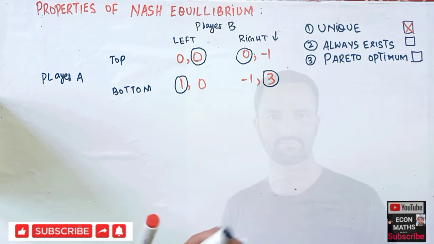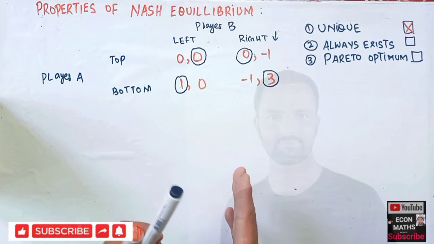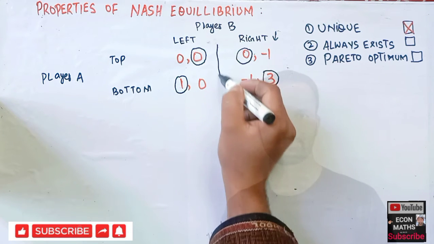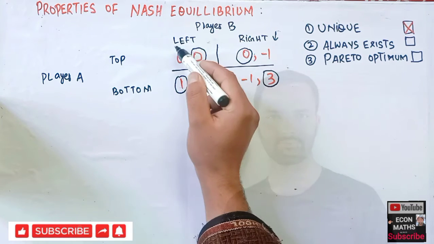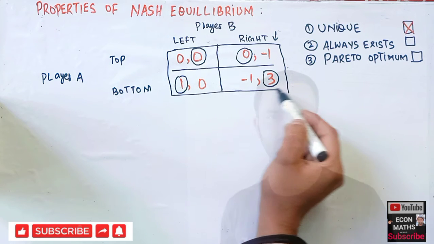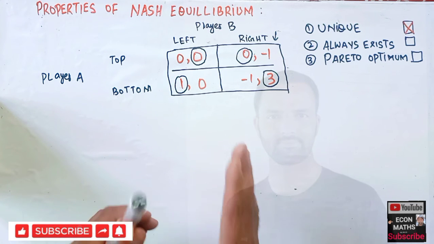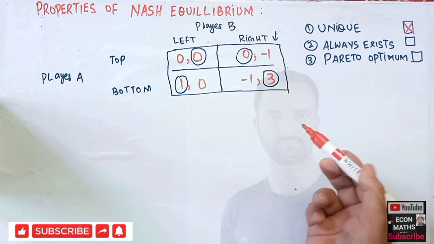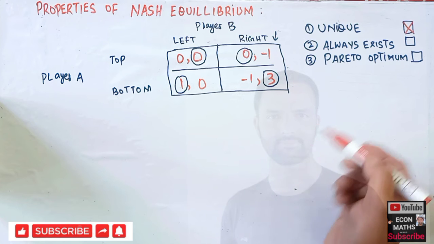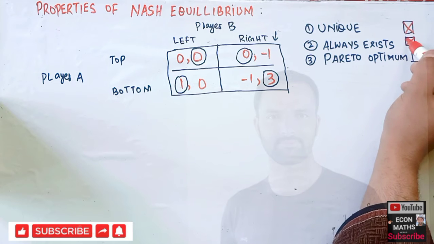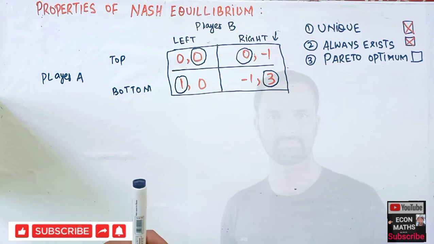Okay, and we can clearly see that not both the values in a cell are encircled. So we can safely say that this game has no Nash equilibrium. That means Nash equilibrium does not exist for this very game. And we can say that Nash equilibrium does not always exist for a game. Okay, so does Nash equilibrium always exist? No, it does not always exist.